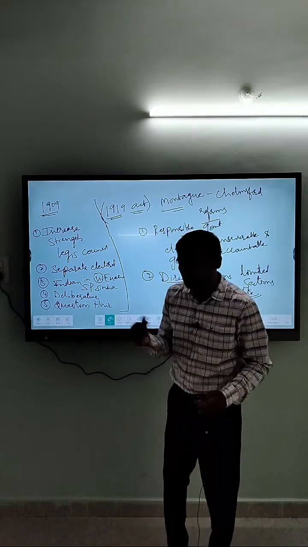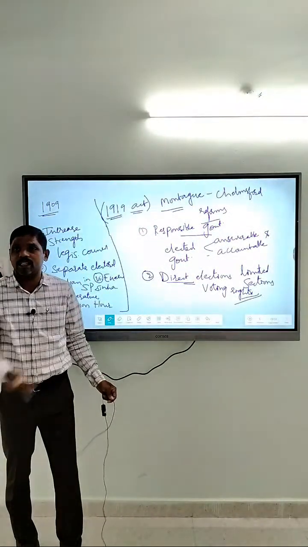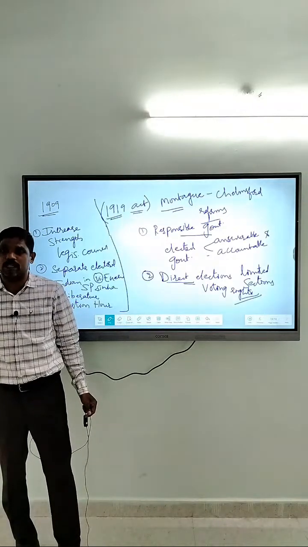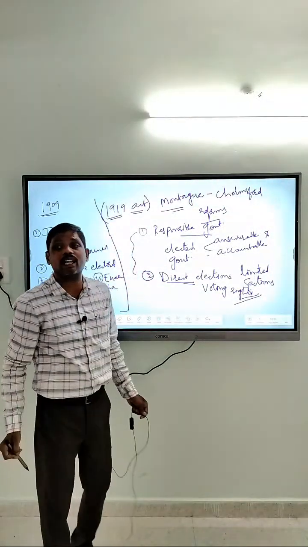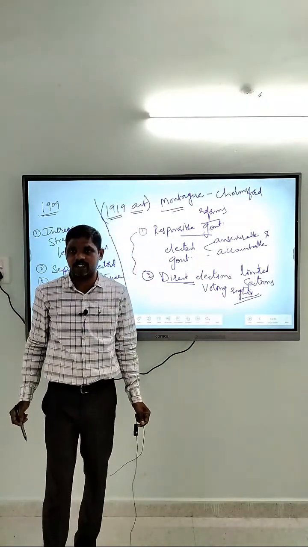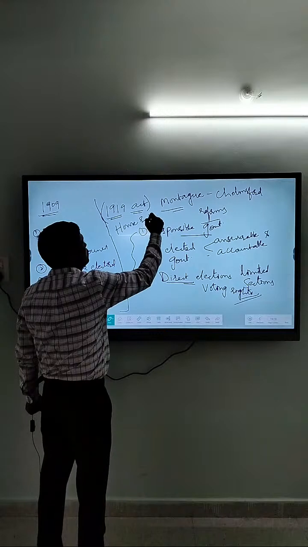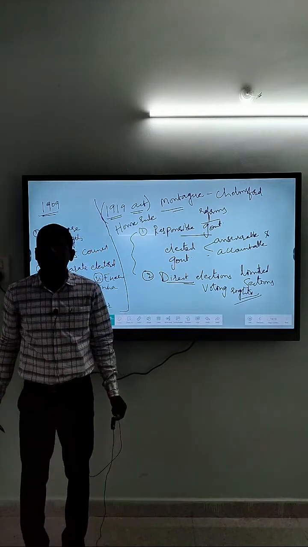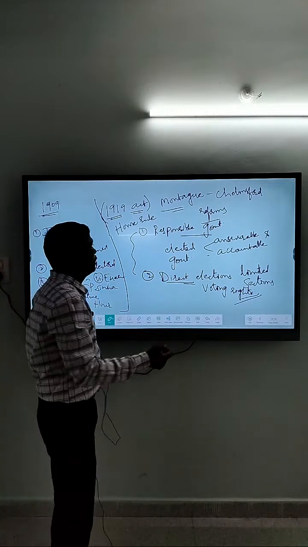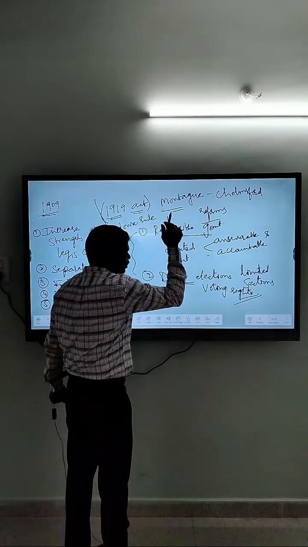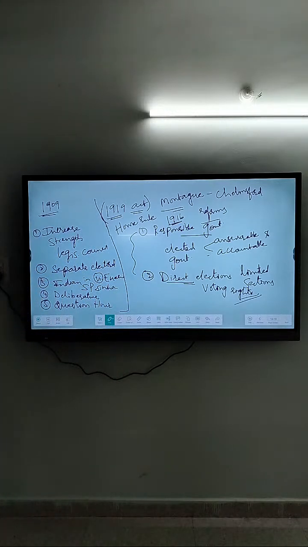Now the issue is, why did the British India government, the Viceroy or the Secretary of State, announce this responsible government? The reason for this is the impact of the Home Rule movement. The Home Rule movement was organized in 1919, I'm really sorry, it was in 1916.